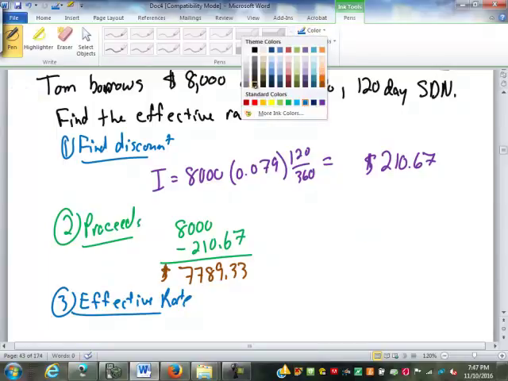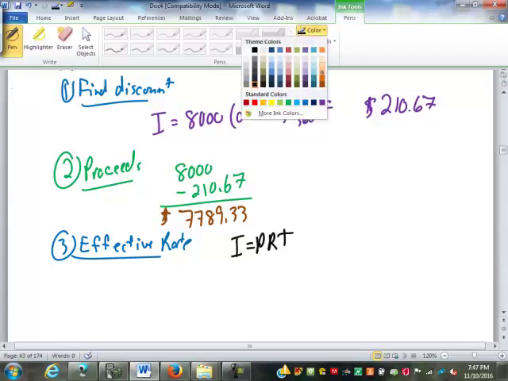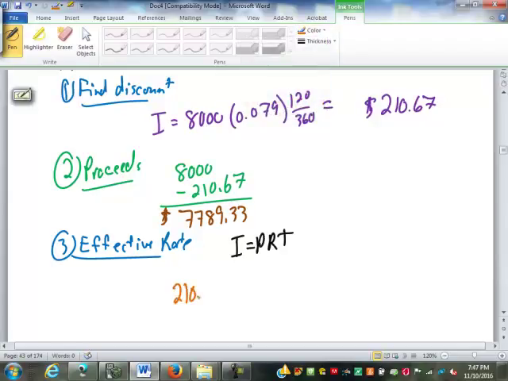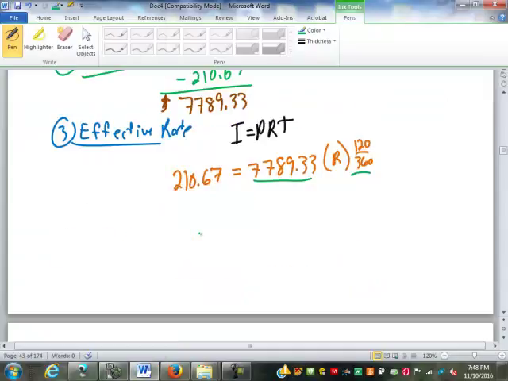Now we can work on the effective rate. For interest, it's still just going to be I equals PRT. But now for interest, we're going to put in the discount, 210.67. That's going to equal our proceeds of 7789.33 going in for a principal. We are looking for the rate, and our time is 120 over 360. So now first thing I'm going to do is combine 7789.33 with the 120 over 360. $2,596.443 times R.